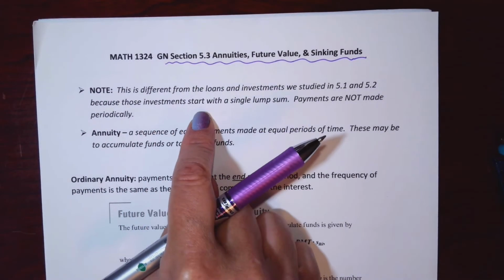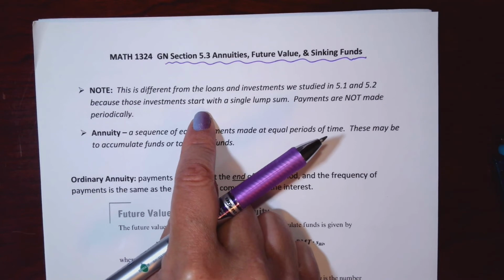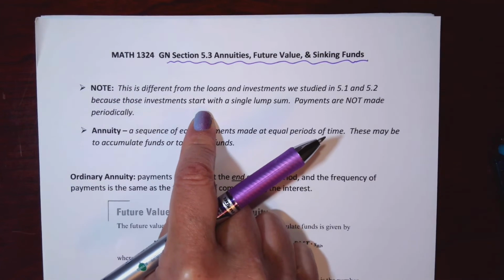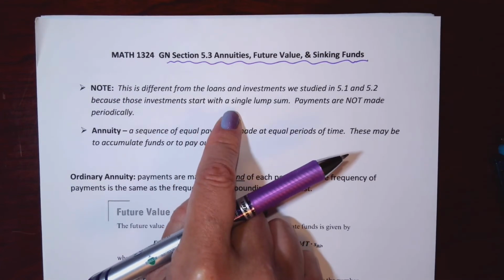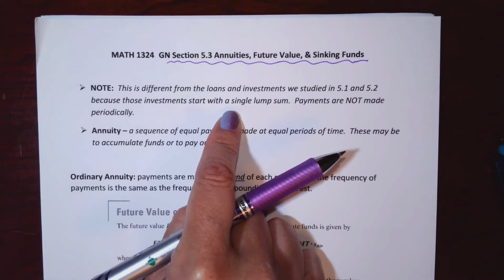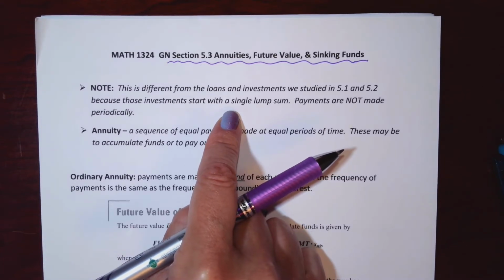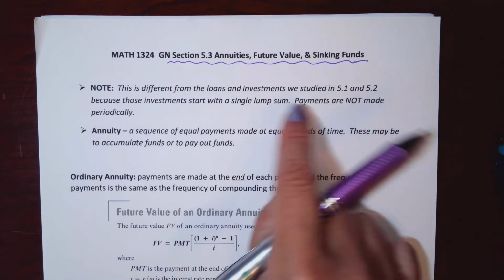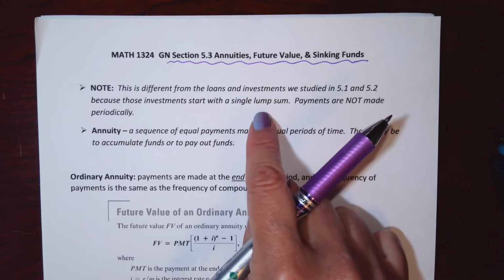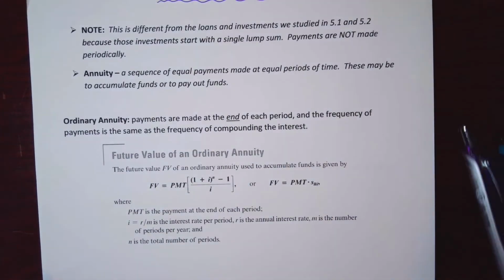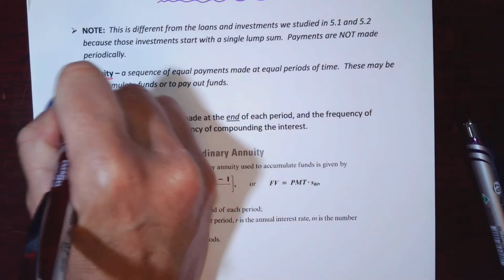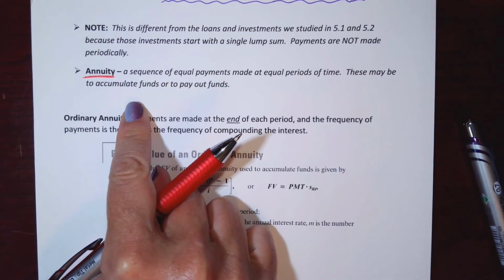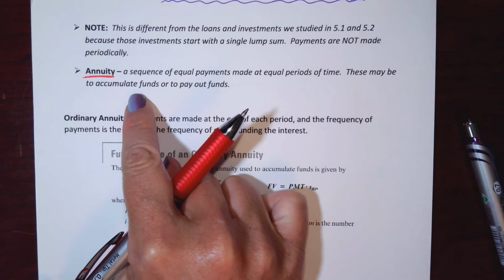Okay, this is different from the loans and investments that we studied in the first two sections of Chapter 5. Those investments start with a single lump sum, and then that's it. You're either borrowing a certain amount or you are investing a certain amount, and then you just wait to see what interest happens. Payments are not made periodically on these loans and investments. Now that we've moved on to annuities, we are talking about making a sequence of payments. An annuity you pay into over time.